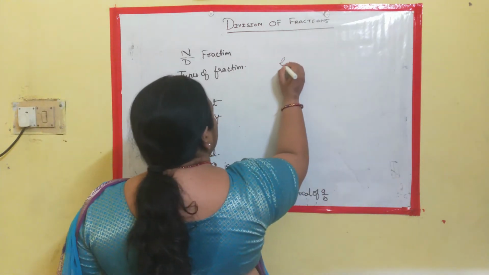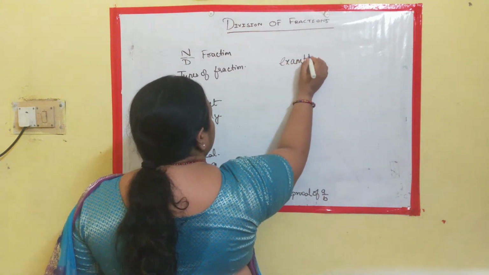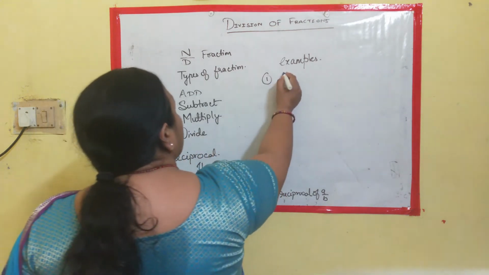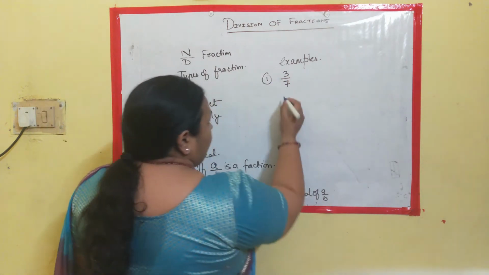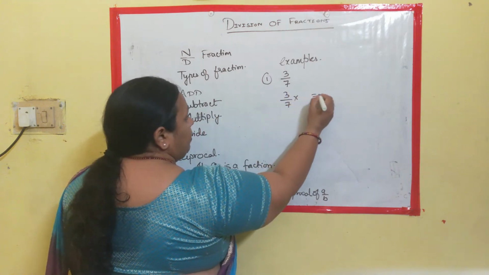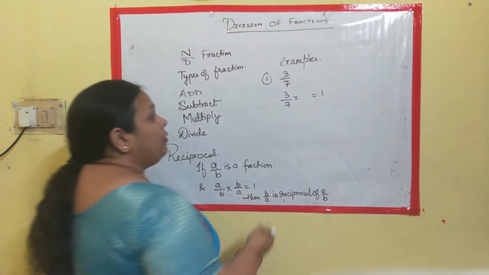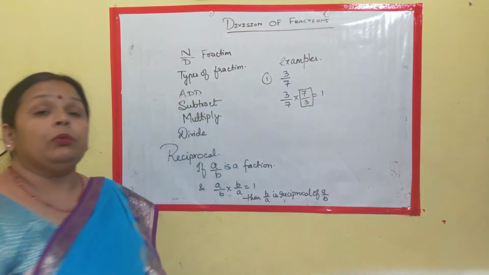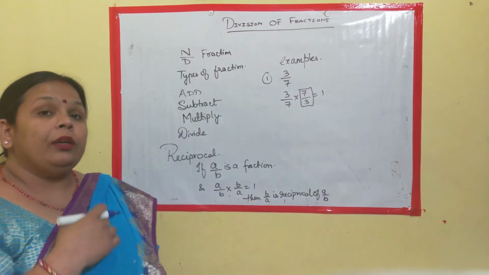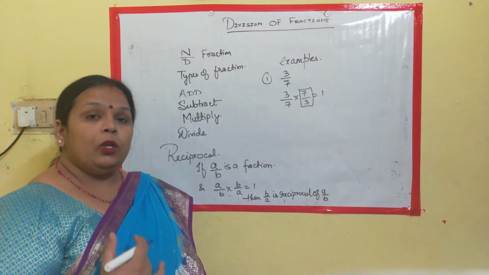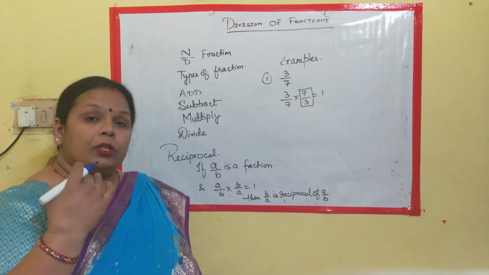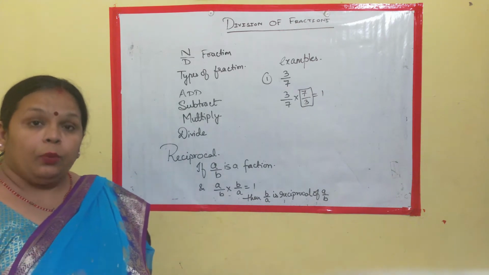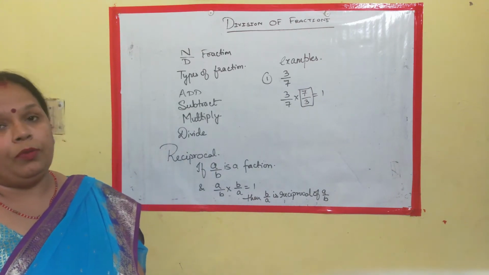Now let's consider some examples. See the first one, where we will be finding the reciprocal of 3 by 7. With 3 by 7, which number will be multiplied to give 1? We need to multiply by just the opposite of this. In other words, the numerator changes to the denominator and the denominator becomes the numerator. For such a fraction where the product becomes 1, we call the reversed fraction the reciprocal of the given fraction.